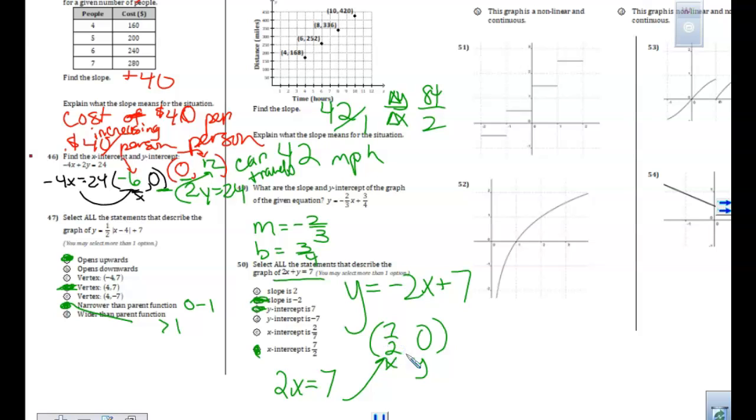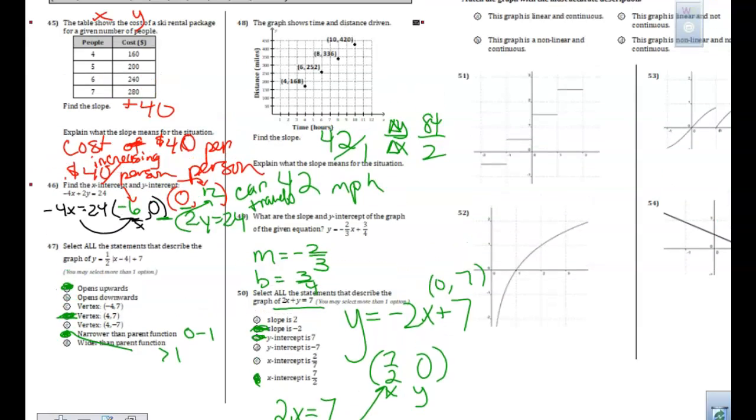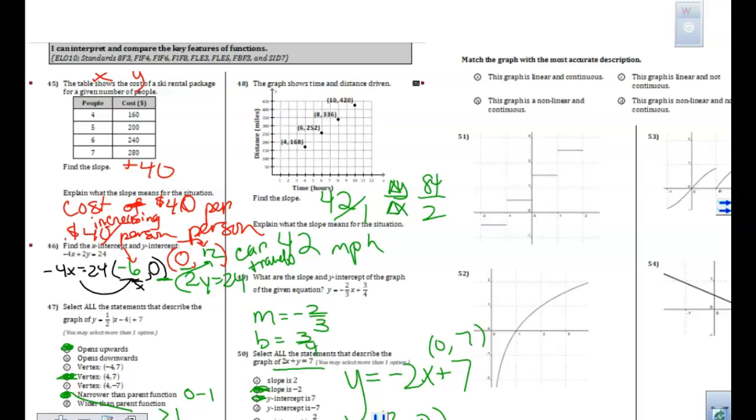And if you think about that, this one right here, this is the point (0, 7), right? So if x was 0, y is 7. So you could have done it that way also, finding the slope-intercept as you were looking at that. All right, so you were asked on these next ones as we are taking a look at it.